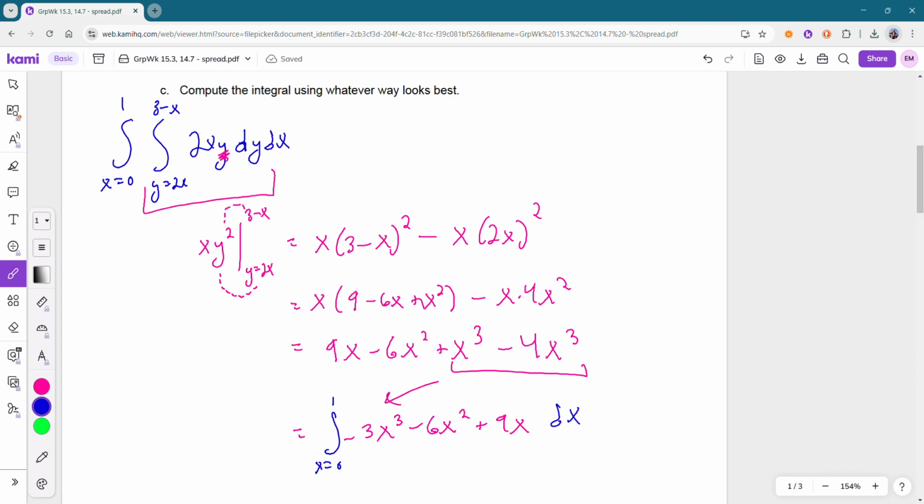And let's see if I can do this without moving the screen. So what are we going to get? Negative 3/4 x to the 4th minus 2, because we got x cubed over 3, x cubed plus 9/2 x squared, evaluated from 0 to 1. If we plug in 1, we're just going to get those coefficients added up. And then plugging in 0 just kills everything in there. And at the end of the day, we get 7/4.